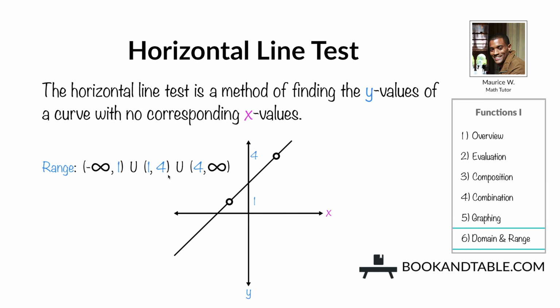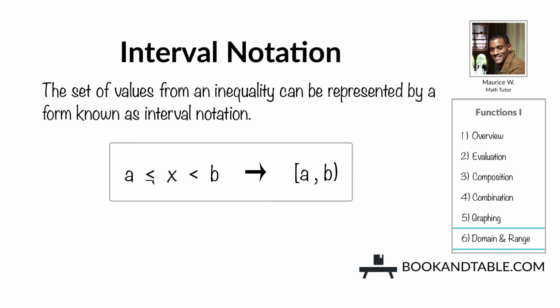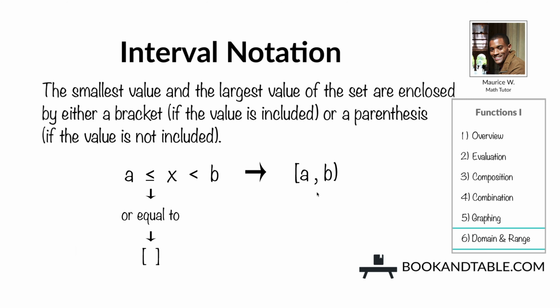So let's discuss interval notation a bit further. The set of values from an inequality can be represented by a form known as interval notation. So we have a is less than or equal to x is less than b. And in interval notation form, we would have a bracket, the letter a, a comma between the entries, and then b would be the second entry here, so there is no x in the interval notation.